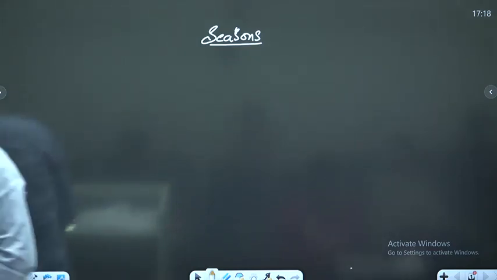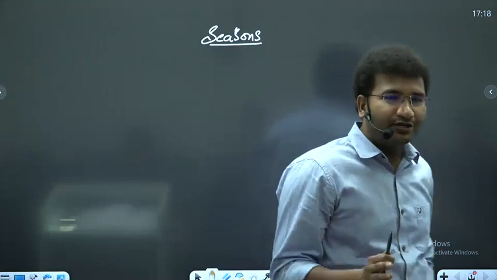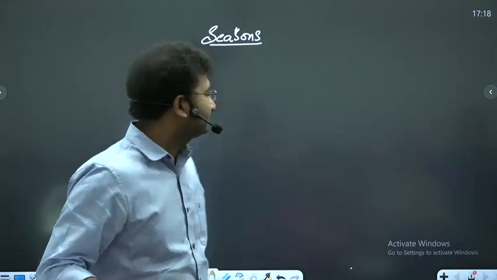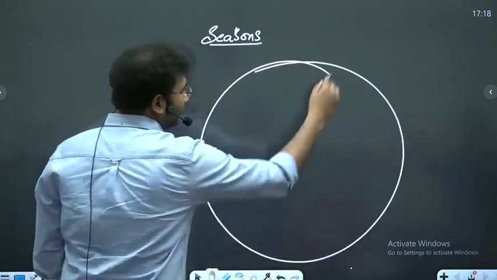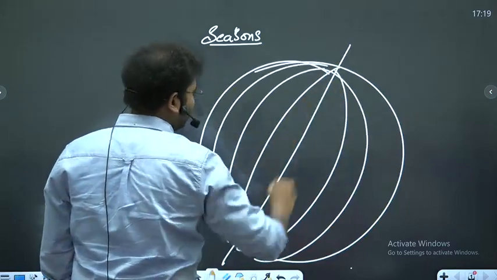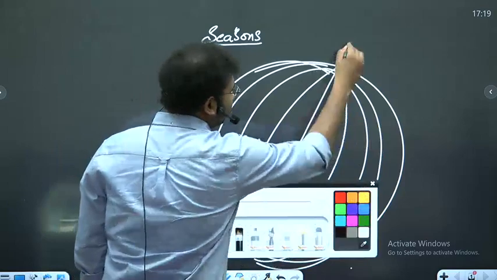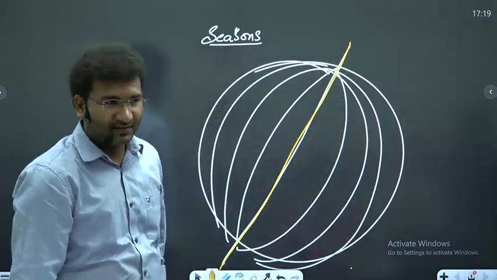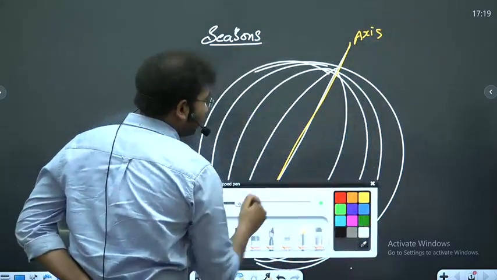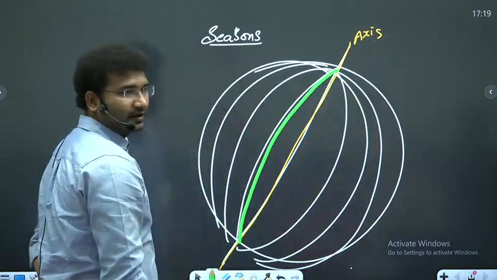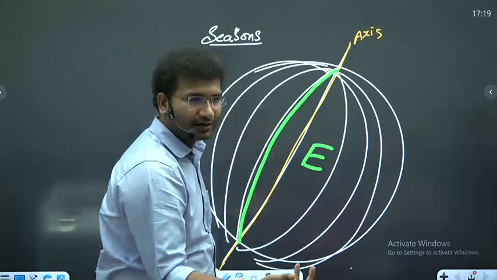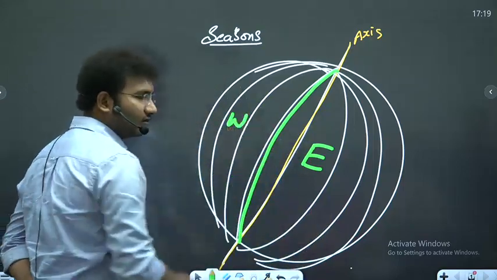How many total number of latitudes and longitudes are there? See, longitudes, they are a total of 360 longitudes. How 360 longitudes? See, this is the center, the axis of the earth. And suppose imagine this is the prime meridian, and those areas which are east of the prime meridian are written as east longitudes. Those areas which are west of the prime meridian are called western longitudes.